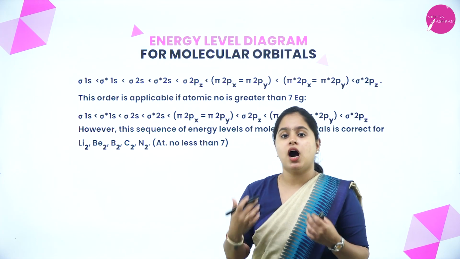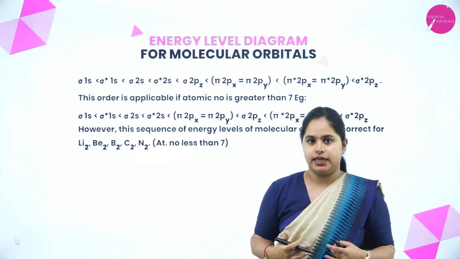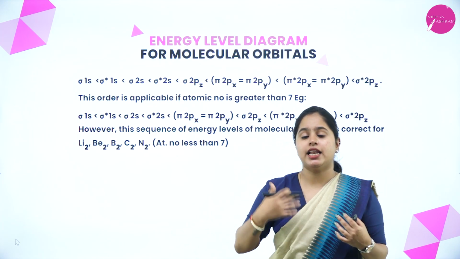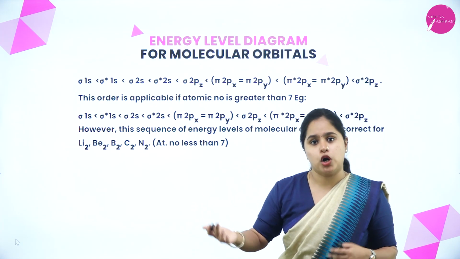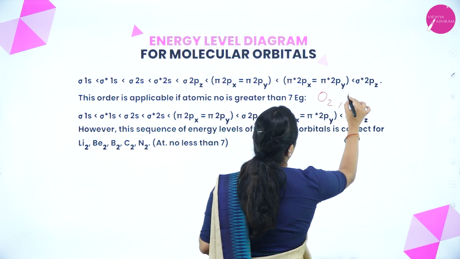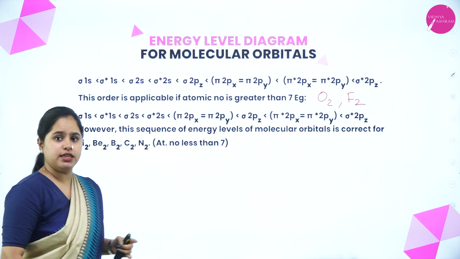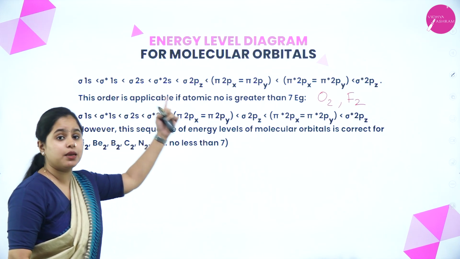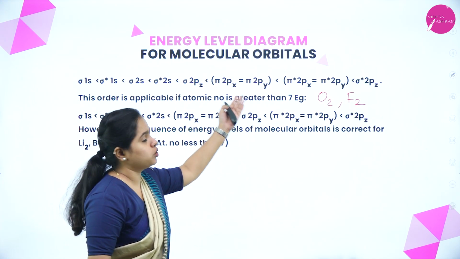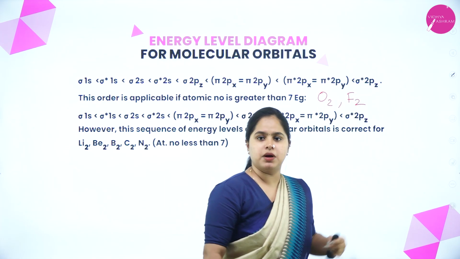We are going to see how we can represent the molecular orbitals using a molecular orbital diagram, right? Before that, we need to know the increasing order in which the electrons must be filled in the different molecular orbitals. For oxygen and fluorine molecules, this order should be maintained: sigma 1s, sigma star 1s, sigma 2s, sigma star 2s, then sigma 2pz, then pi 2px equal to pi 2py, then pi star 2px equal to pi star 2py, and then sigma star 2pz.